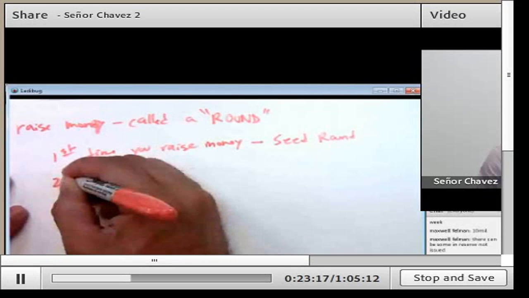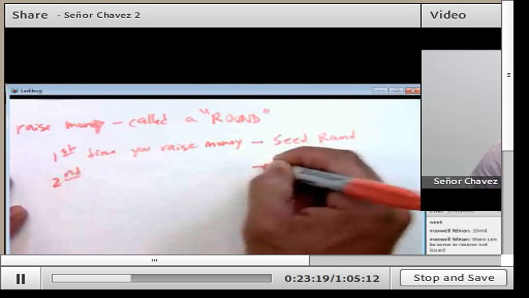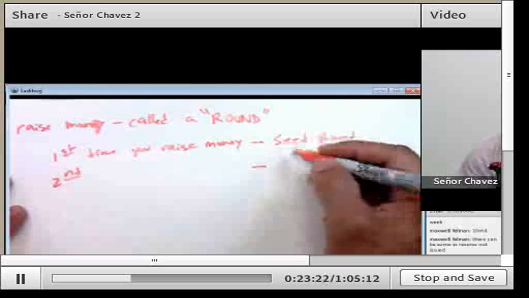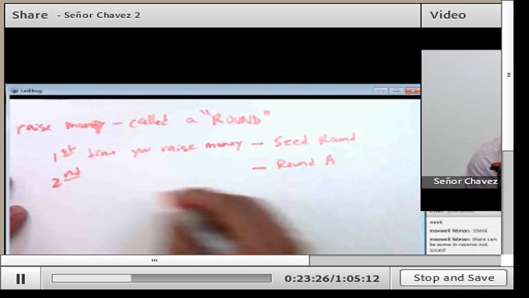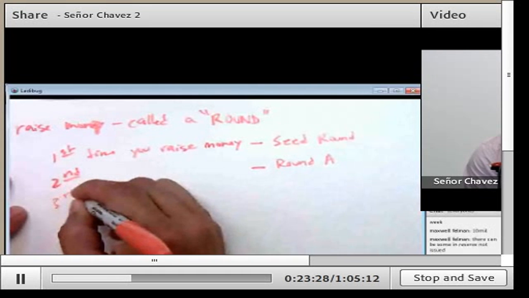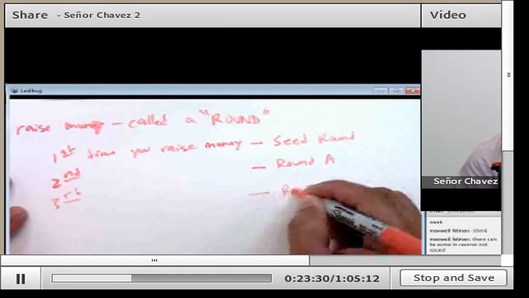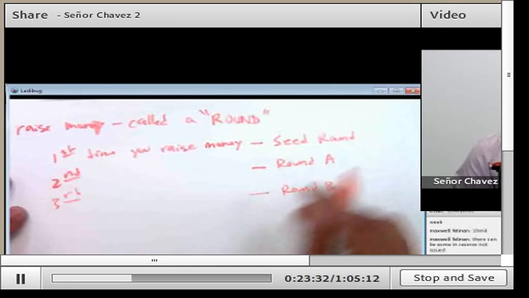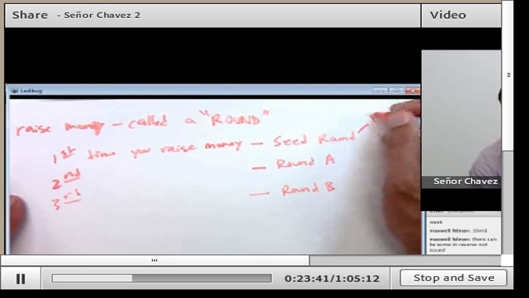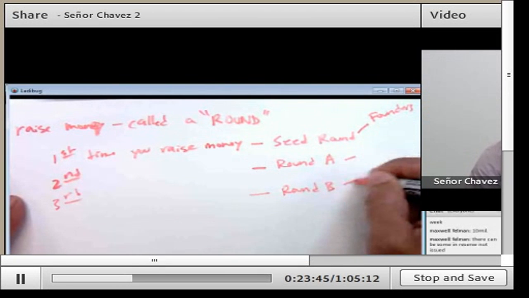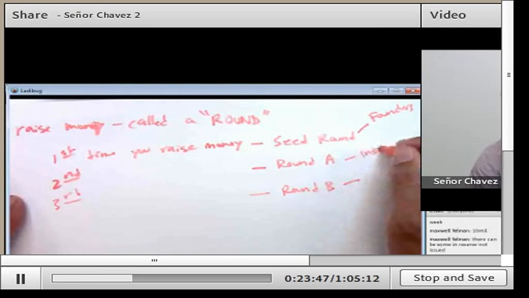The second is going to be round A. The third, round B, etc., etc. And these rounds are going to primarily come from, so the seed round is typically going to be founders. Round A and round B are investors.